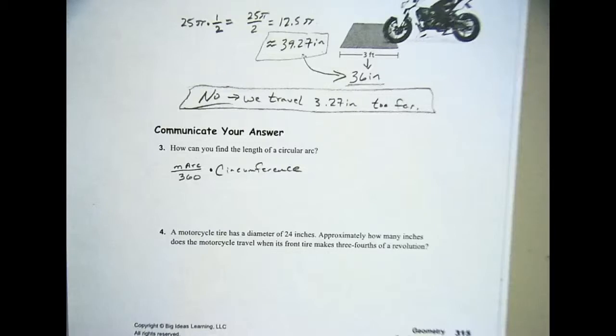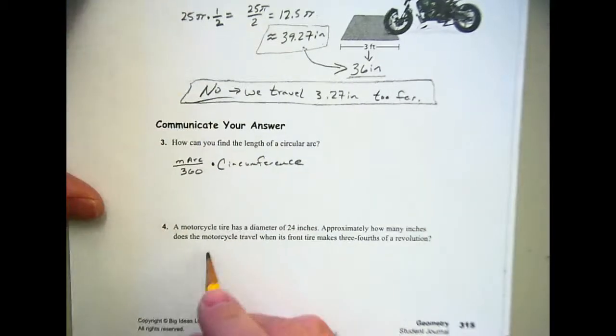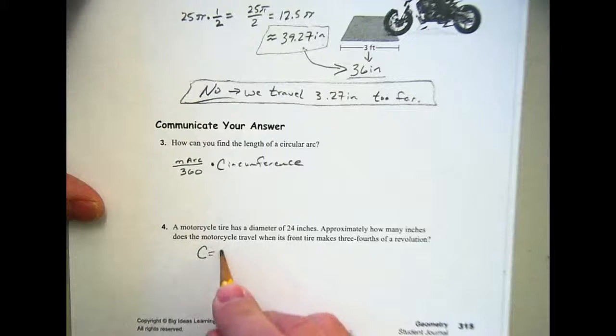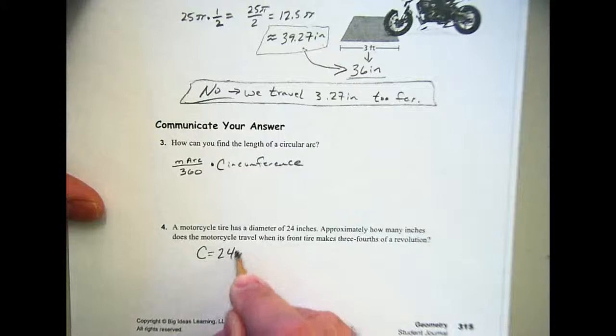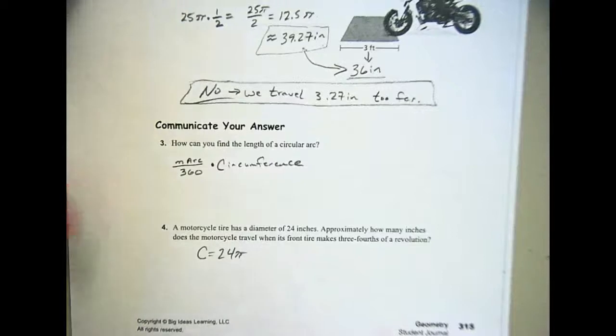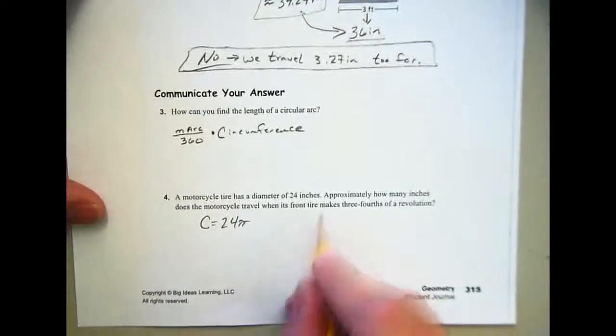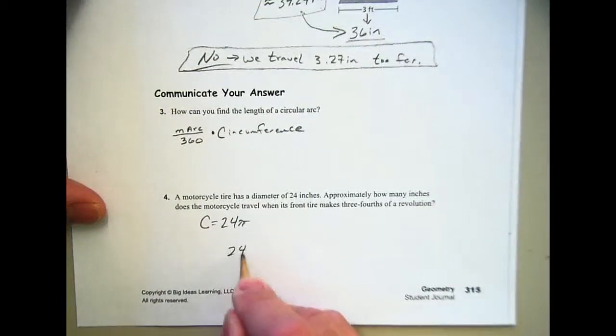Okay, so a motorcycle tire has a diameter of 24 inches. What's its circumference? Pi d, right? In terms of pi, the quick way: 24 pi. Approximately how many inches does a motorcycle travel when it makes 3/4 of a revolution? So your question, Kira, if I'm going 3/4, it's 24 pi times 3/4. That's how I'd write it out.